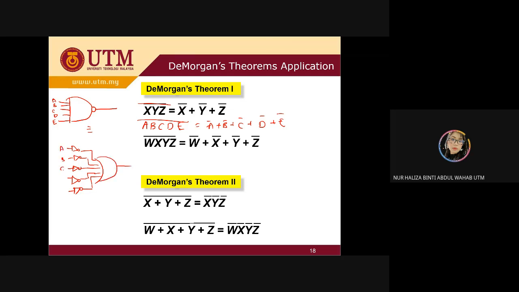A, B, C, D, E. So you have similar input. Dot, dot, dot, dot, dot, dot, dot. Okay, this circuit is similar to this one.